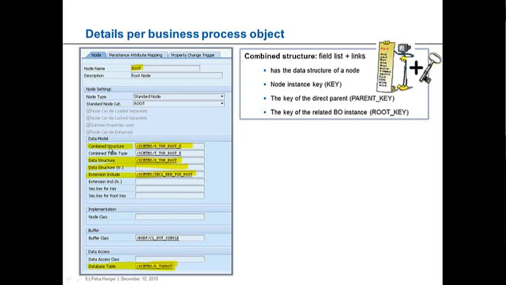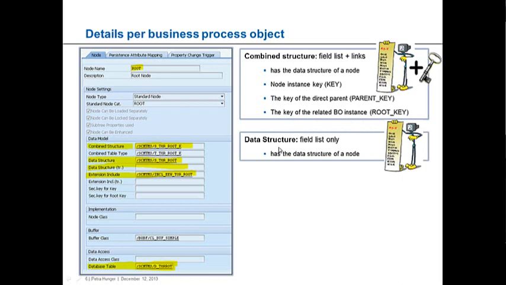So first of all, you have a combined structure, /BOBF/S_CONF_ROOT_K. It has the field list, and this is representing the field list belonging to a certain object. But it also has the key. You can see here the key. So we have the data structure of a node, and we have the node instance key. We have also the key of the direct parent, and we have the key of the related BO instance. So in this case, it's the root key.